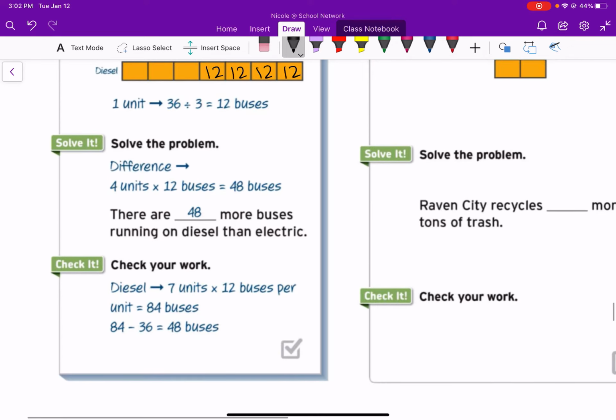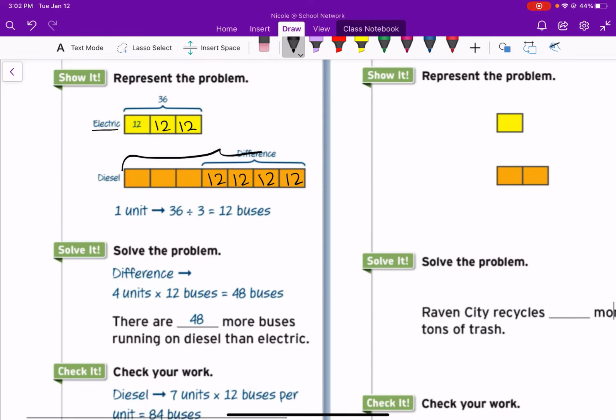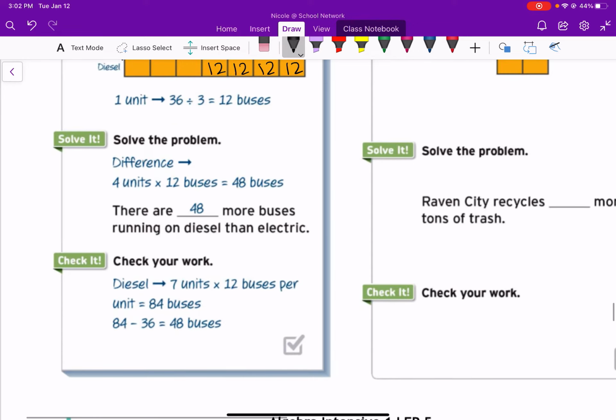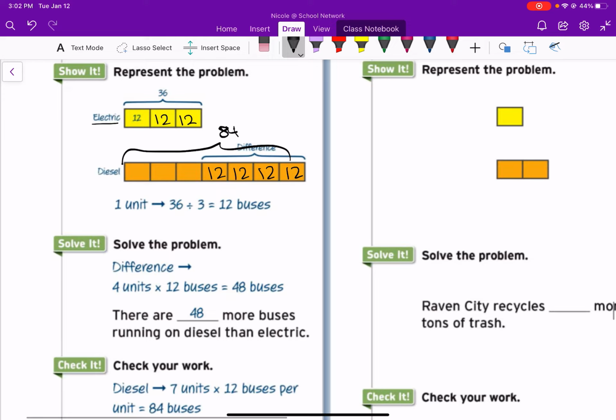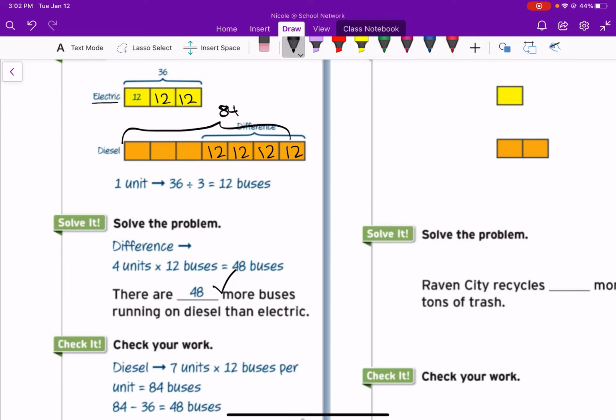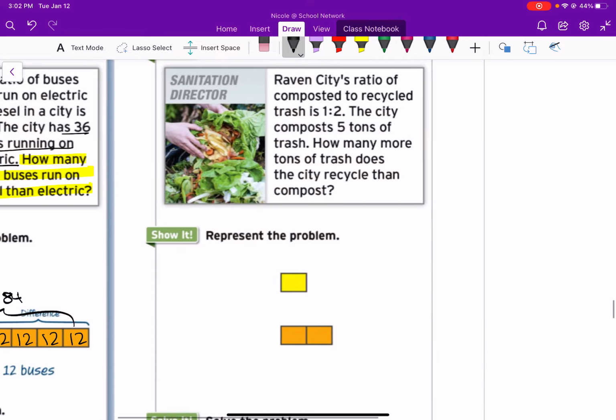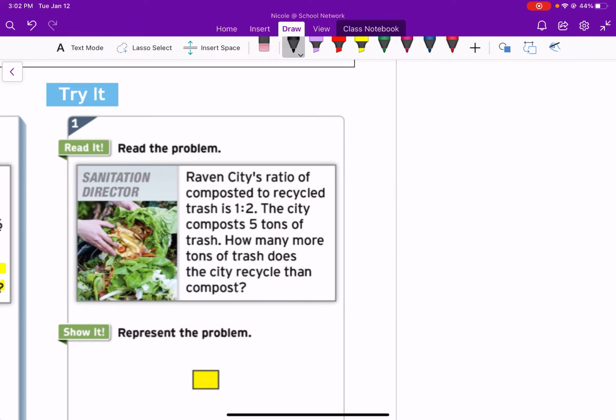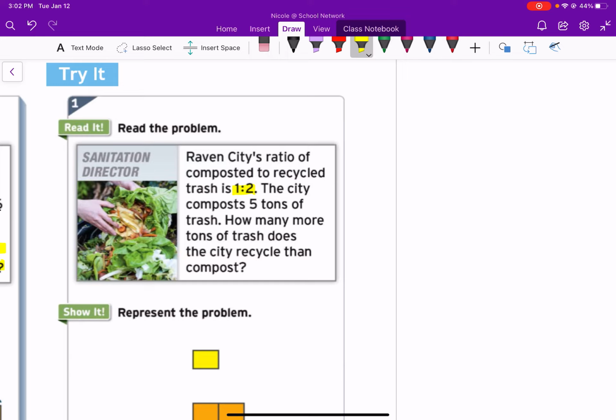And then we can always check our work. So diesel is 7 times 12, that's 84. So this whole thing is 84. And 84 minus 36, it in fact is 48. So that checks out. Okay. Moving on to the try it. In Raven City the ratio of composted to recycled trash is 1 to 2. The city composts 5 tons of trash. How many more tons of trash does the city recycle than compost?